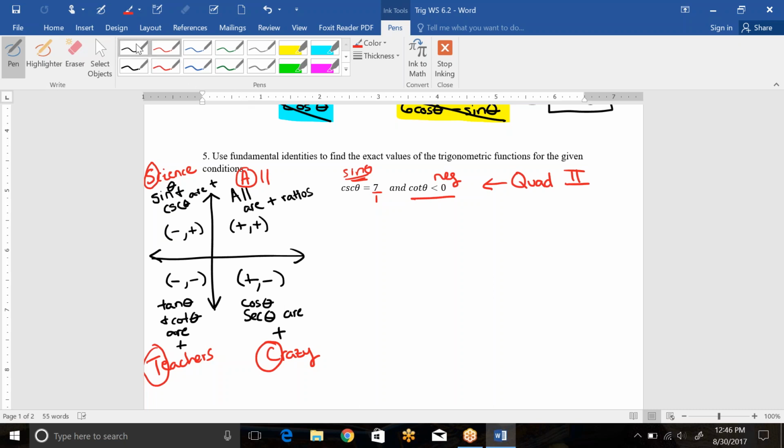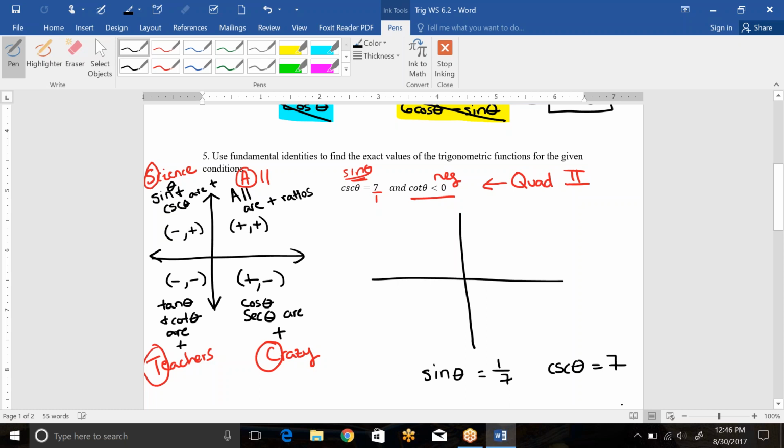So I felt like that was really important to talk about this again in case you didn't get that very clearly from the video. So I'm going to draw a picture and I'm going to label a triangle. I already know sine, so I can go ahead and come down here. Sine of theta is just the reciprocal of the 7 over 1. So that would be 1 over 7. Cosecant of theta is, remember, 7 over 1, which is just 7. So let's draw a picture for that.